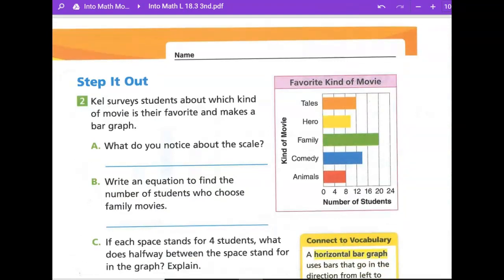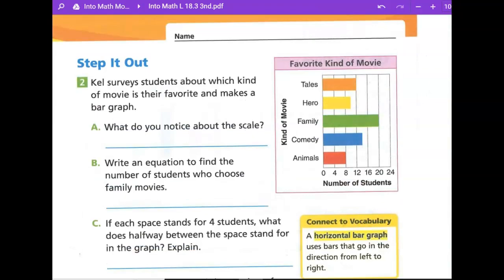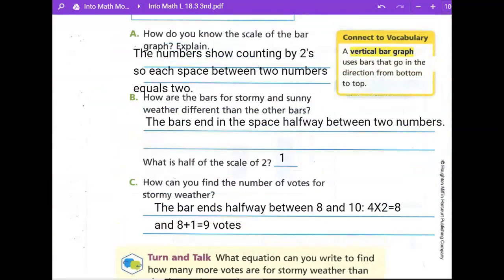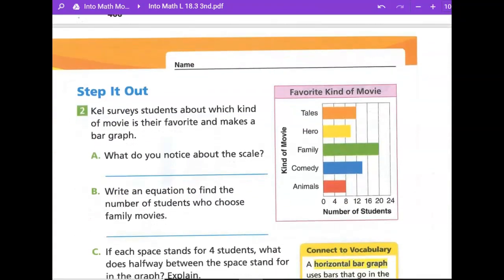Okay, we're going to flip to our next page. What way do the lines on this one go? Horizontal, right? Let's read our little yellow box. A horizontal bar graph uses bars that go in a direction from left to right. So this is a horizontal. And remember, this one was vertical. They went from bottom to top.